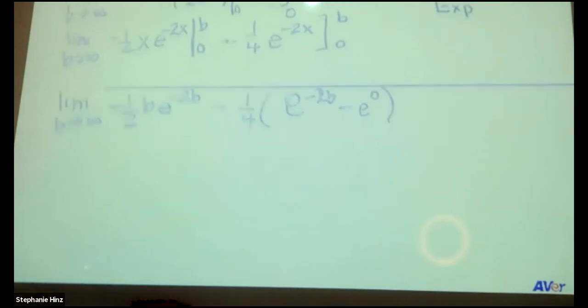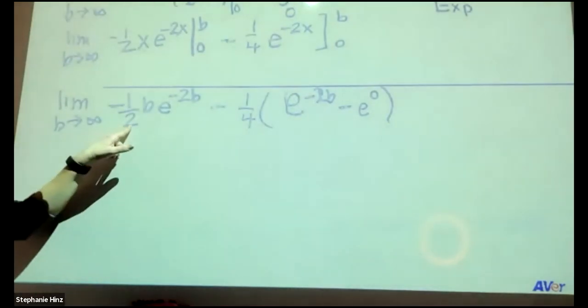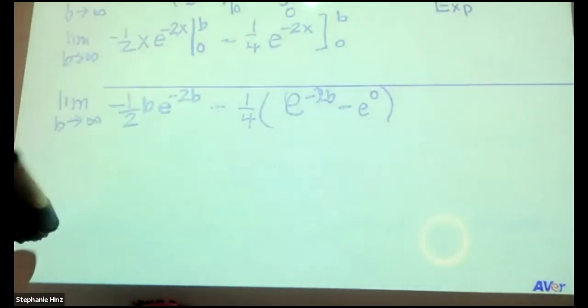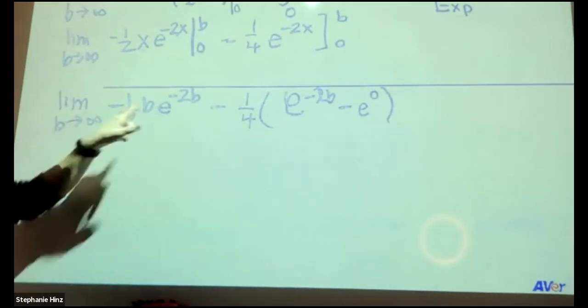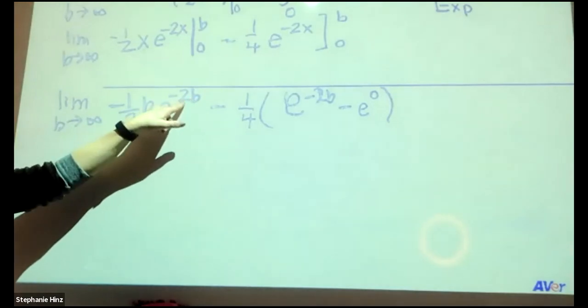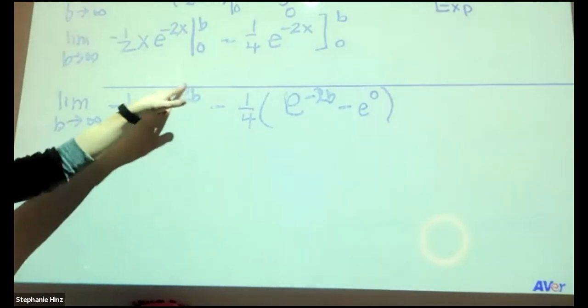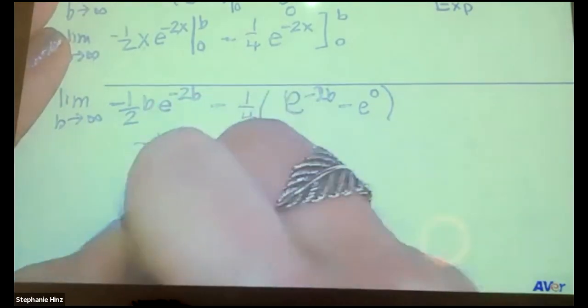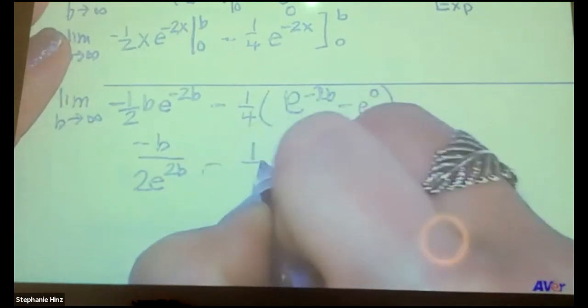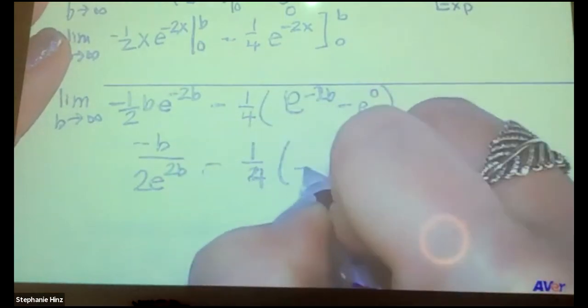All right. So this is a difficult problem. When we look at this, I've got infinity in the top, and I've got e to the negative 2b. So that means that this whole part of the term is going to go to the denominator. So if I write it like this, I've got negative b in the top, and then I've got 2e to the 2b. I'm just going to leave the rest of this alone.